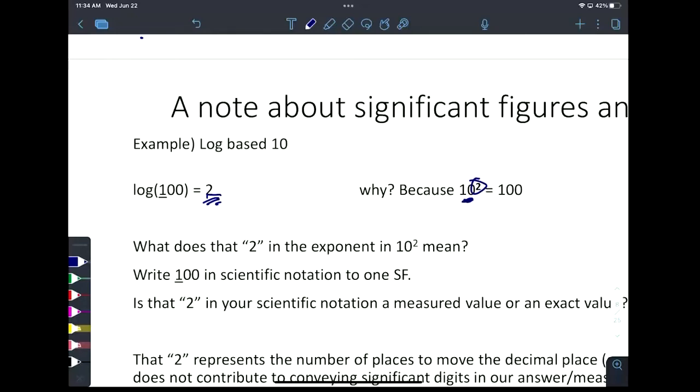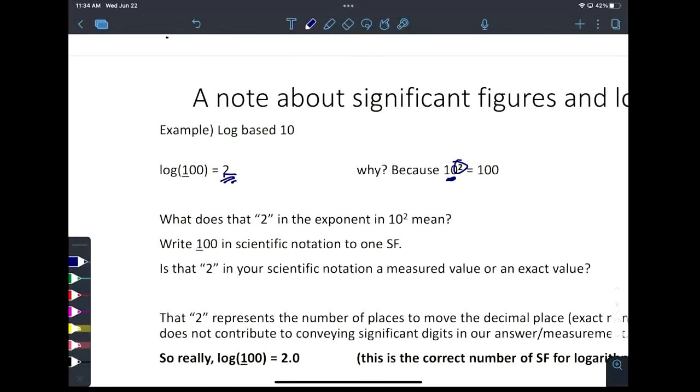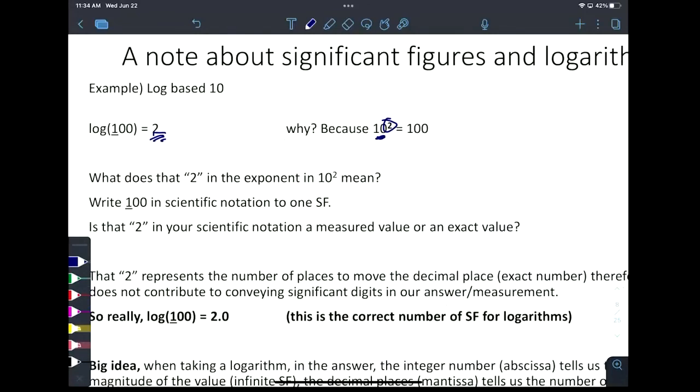So if we had log 1,000, the answer would be 3. You see how it's essentially counting the place values, or the number of times you have to multiply by 10. So that 2 is basically telling you how big that number is. If we wrote the number 100 in scientific notation, wouldn't we write 1 times 10 to the 2? In Gen Chem, if I asked you how many sig figs that number has, what would you say?